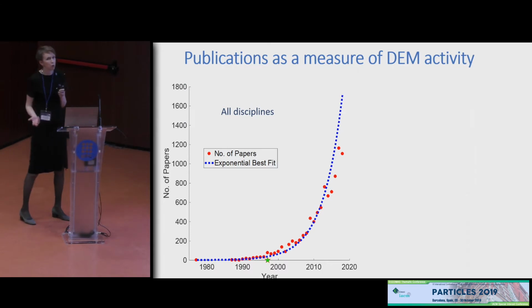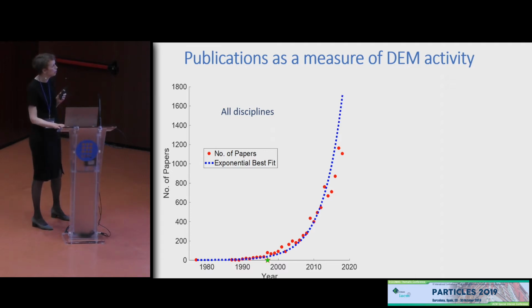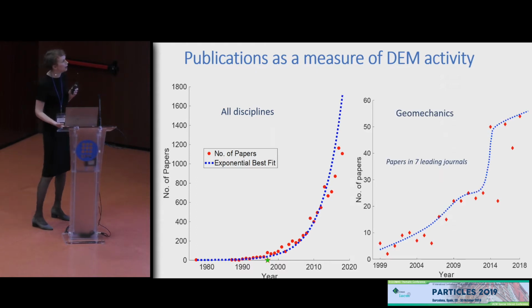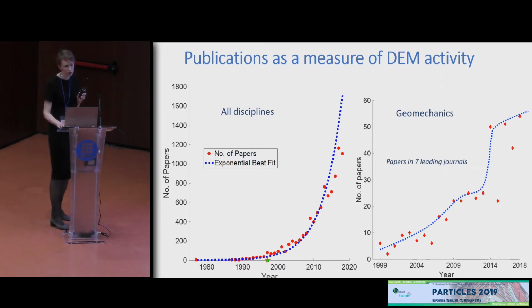And we're very well aware in this room that DEM and particle-based methods are very powerful. We can do a plot of the number of published papers involving particle methods, and we can see that there's an exponential growth. These data just come from Web of Science, not focusing on any particular discipline. But if we look at geomechanics or geotechnical engineering, we can see that there is also a significant increase in the amount of research that's being published using DEM. And this is just an index of activity using DEM.